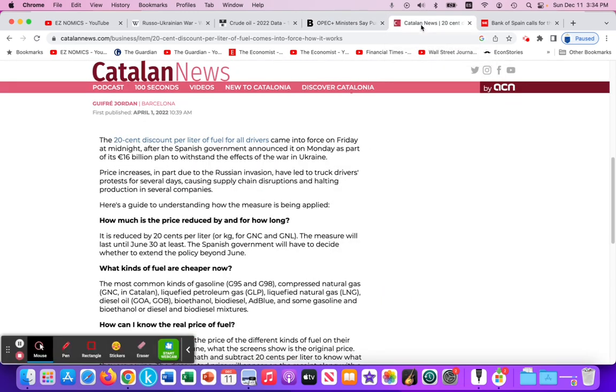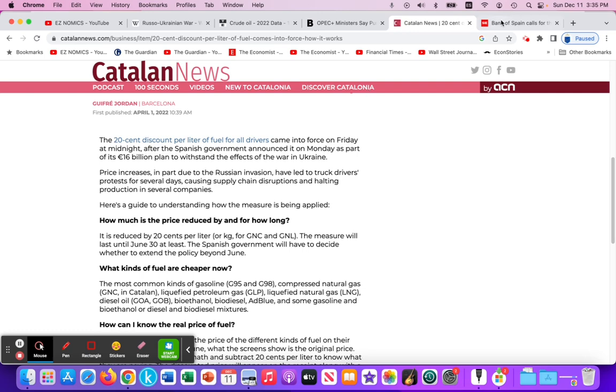Also looking at reactions, in this case with Catalonia in Spain and Spain itself, and how will they address rising energy prices. And in this article, it highlights that the Spanish government is utilizing a 20-cent per liter per unit subsidy for gasoline to impact transportation, truck drivers, and households also using cars to get to and from work and other places.